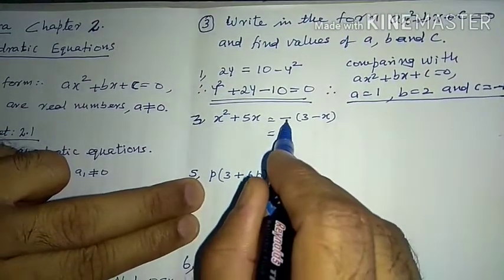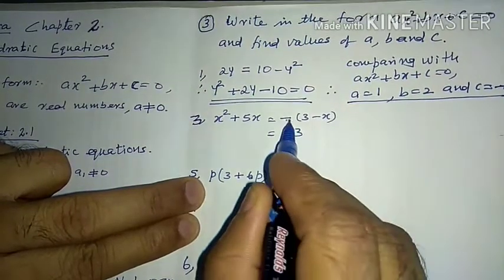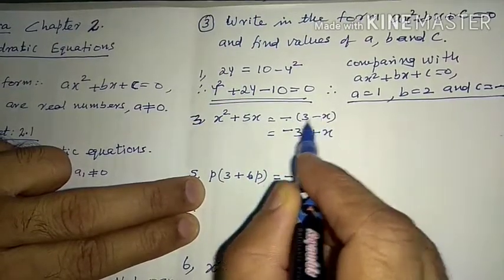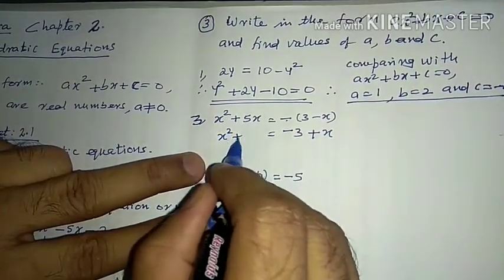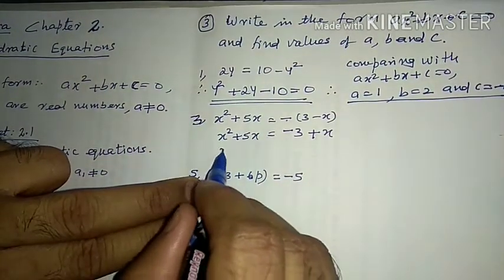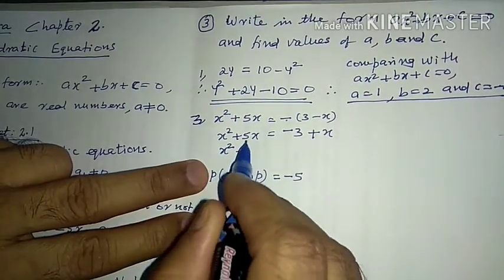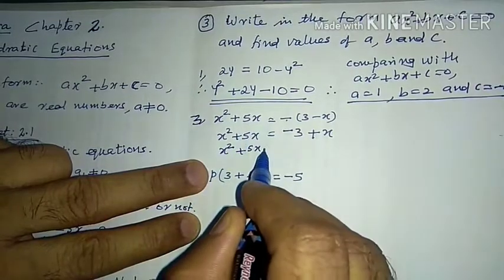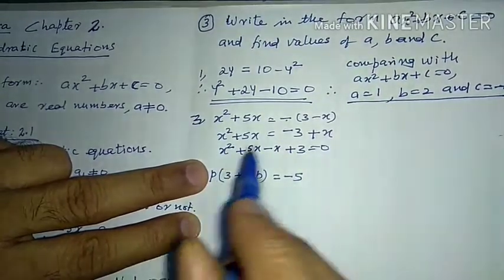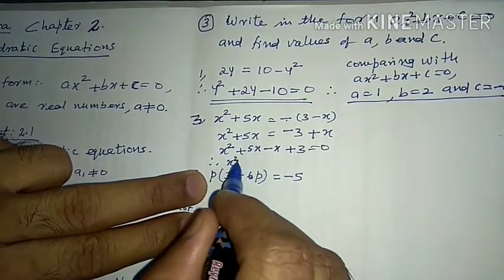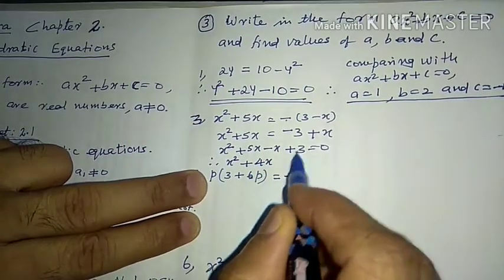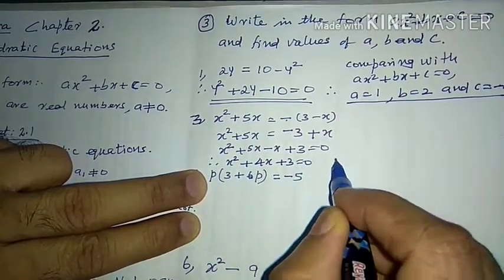Here we expand. Minus 1 into 3, minus 3. Minus into minus, plus x. Actually it is minus 1 into minus x, plus x. Left hand side is x square plus 5x. We want to keep the quadratic term always positive. So this x square as it is, plus this 5x, plus x comes here as minus x, minus 3 comes to the left hand side as plus 3 equal to 0. So now this is x square plus 5x minus x is plus 4x plus 3 equal to 0.